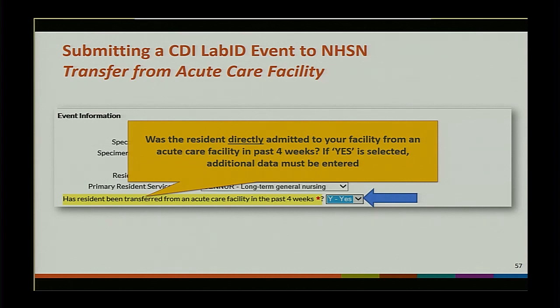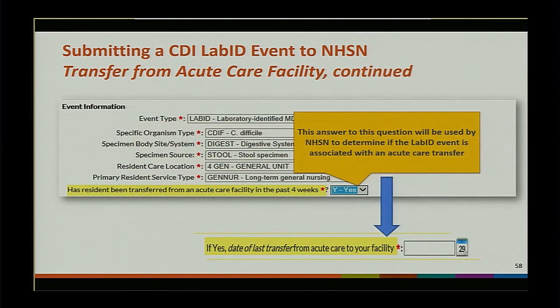Okay, so then the next question is going to ask you, and this is another really important question, has the resident been transferred from an acute care facility in the previous 4 weeks? If you select no, then that's it. But if you do select yes, it's going to ask for the date. And this is really important because remember, part of the categorization comes from the date you enter. So if the date you enter is within 4 weeks of that specimen collection date, this resident is going to get categorized as what? ACT-LO, if it's a long-term care facility onset.